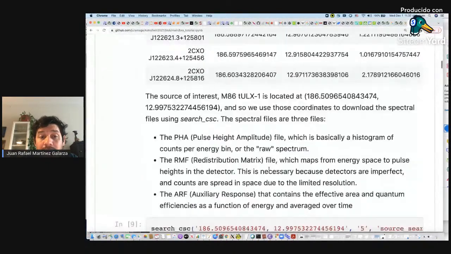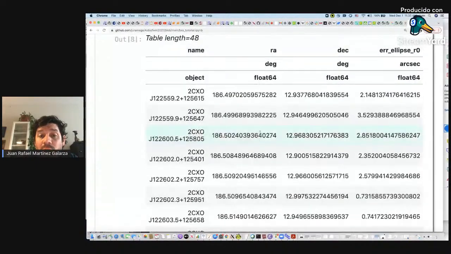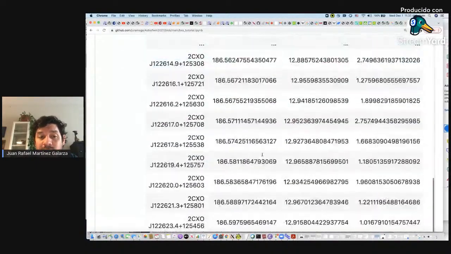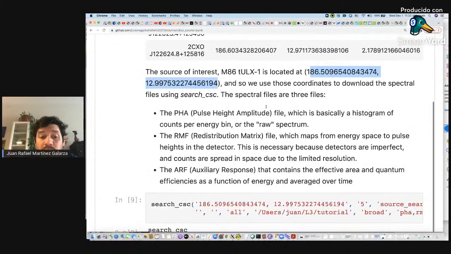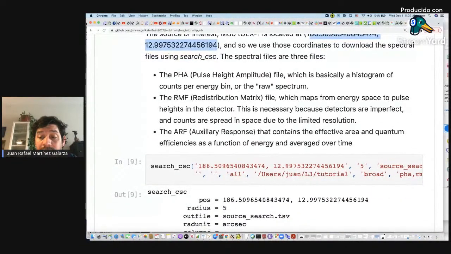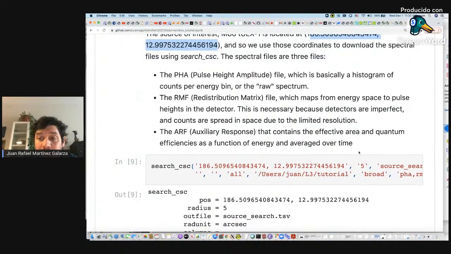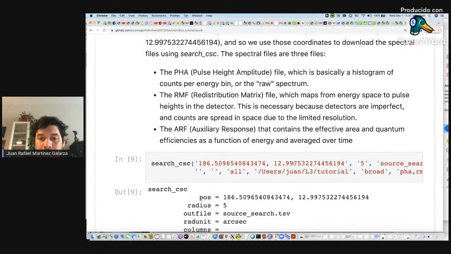So I could know the specific coordinates for my source, and then I select it, or I could select it somewhere else. But I know that my source of interest, the source we're interested in, is located in these coordinates. So I am going to take these coordinates and pass them to search CSC. And in this case, I am only going to get the spectrum. So unfortunately, because this is the GitHub version, it gets cut out here. But this is the same thing I did before. And I am going to get the spectral files only, the PHA.